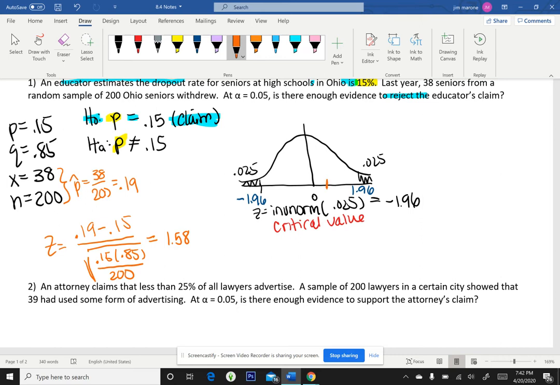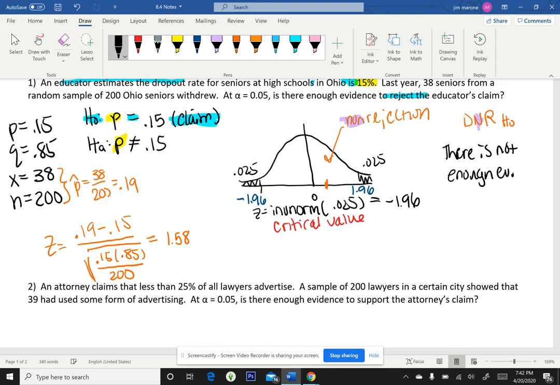So 1.58 falls in the non-rejection region. Since it's in the non-rejection region, then we do not reject the null hypothesis. And again, if it's in the non-rejection region, we do not reject the null hypothesis. We're always talking about the null hypothesis. So then there is not enough evidence to reject the claim.